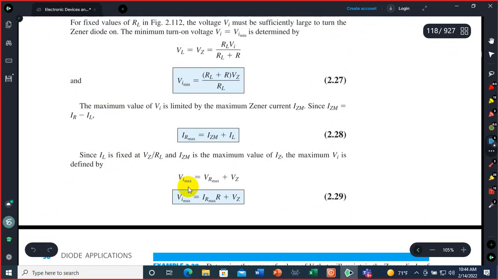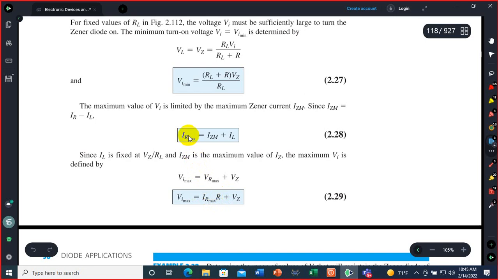Okay, so this is the equation. So what is VR max? We know what VR max is. VR max equals R times IR max, the maximum current. When the current is maximum, the drop across the resistance R will be maximum.